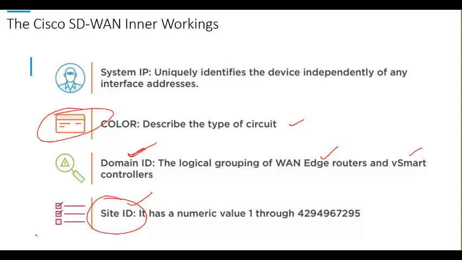So you should be very careful when you choose a site ID. It should not be duplicate. The site ID is going to be used to shape the topology. It is going to be there in the policies.